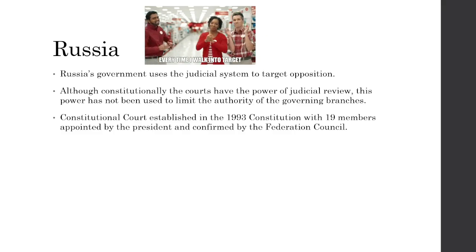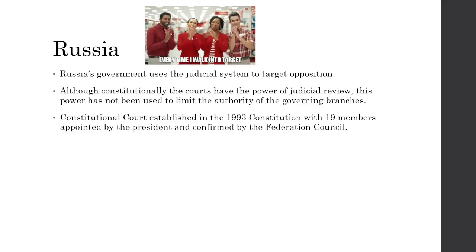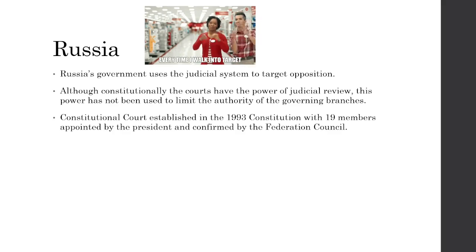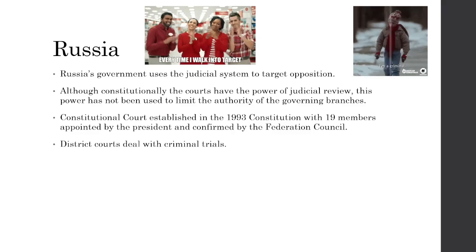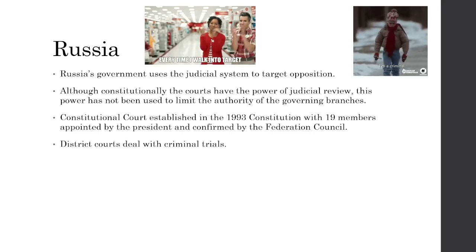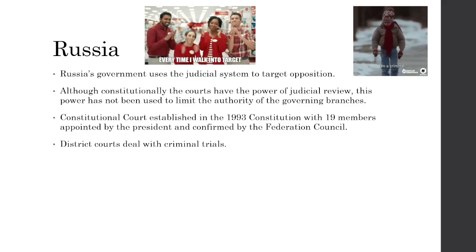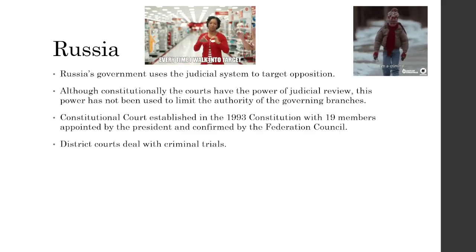The Constitutional Court was established in the 1993 Constitution. It has 19 members appointed by the President and confirmed by the Federation Council. So none of these members are elected by the people. It is important to note that the Federation Council, the upper house, confirms these appointments.